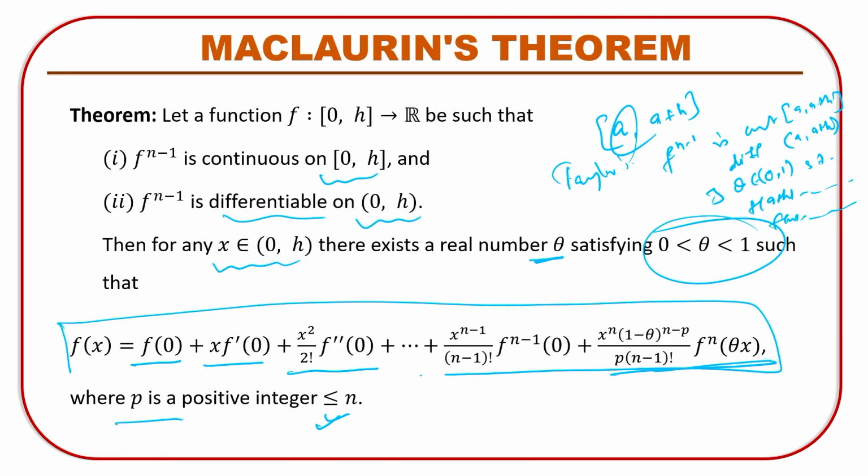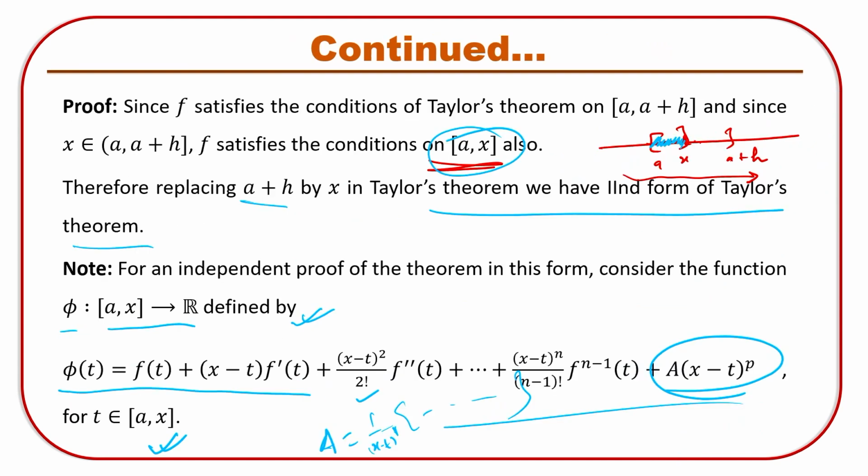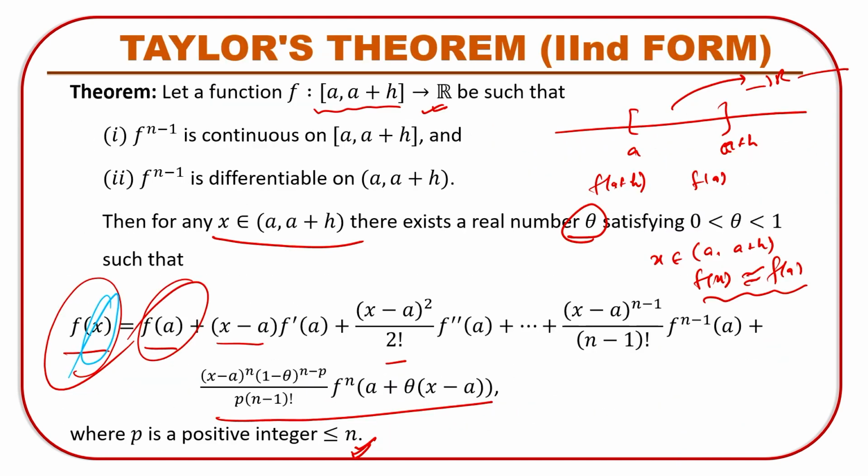The second form of the Taylor's theorem gives Maclaurin's theorem if a equal to 0. Just look at the structure and you will find out whether it is true or not.